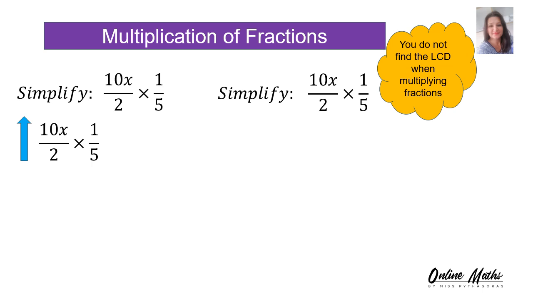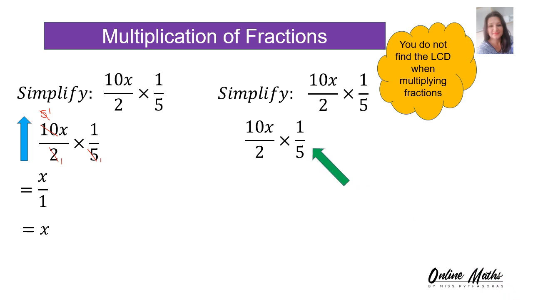if you start at the 2, you can say 2 goes in itself once, 2 goes into 10 5 times, and then you can cross cancel. 5 goes in itself once, 5 goes in itself once. And then you're left with, at the numerator, x times 1 is x over 1 times 1 is 1, and the answer is x.